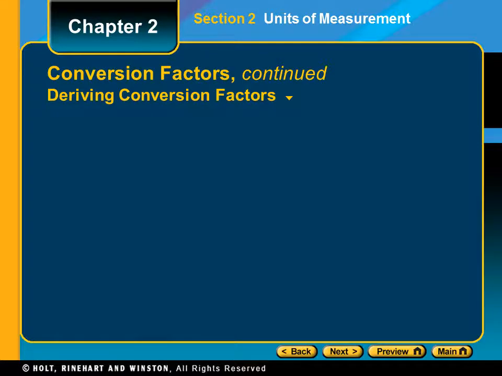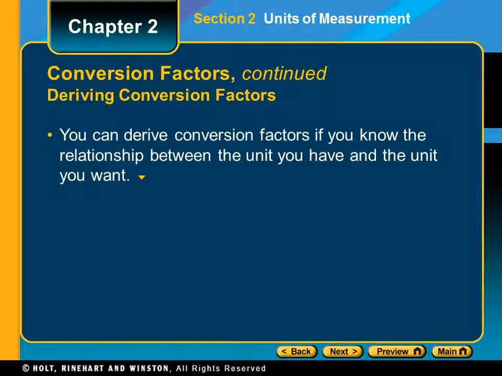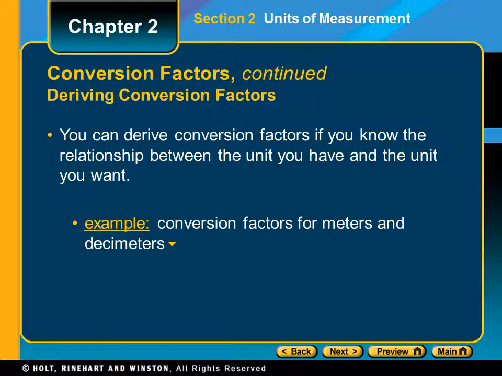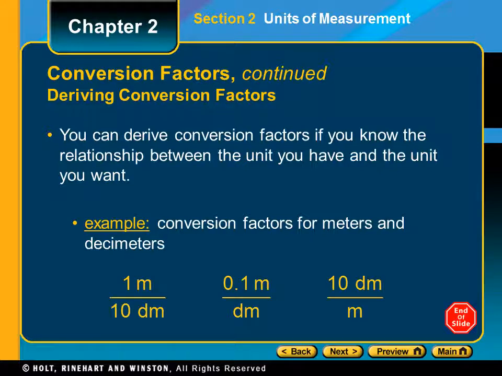We can also derive conversion factors if we need to know the relationship between the unit you have and the unit you want. So what are the conversion factors for meters and decimeters? You just need to know the relationship. 1 meter equals 10 decimeters, which is the same as saying 0.1 meter equals 1 decimeter, which is the same as saying 10 decimeters equals 1 meter. And what you put on top and what you put on bottom is strictly a function of which unit you want to cancel and get rid of and which unit you want left in your answer.